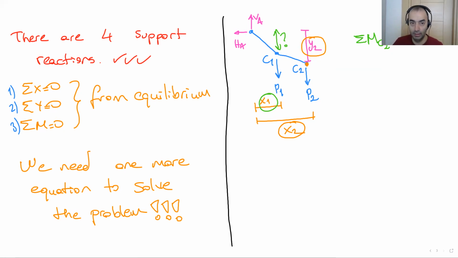Why? Let me write again here. Why select this C2? This is the only point.